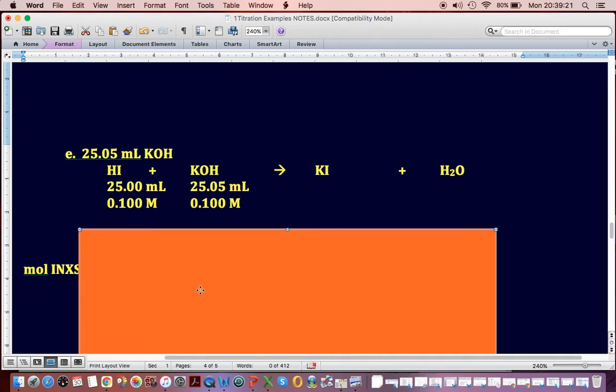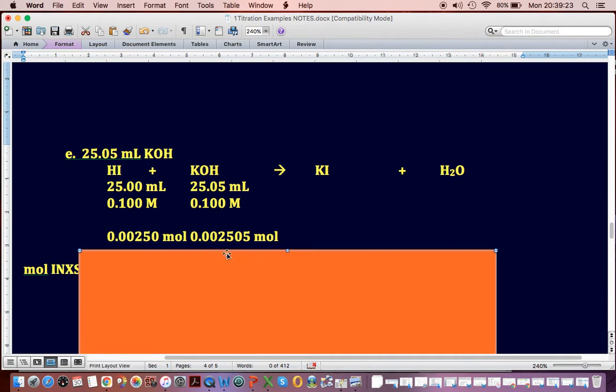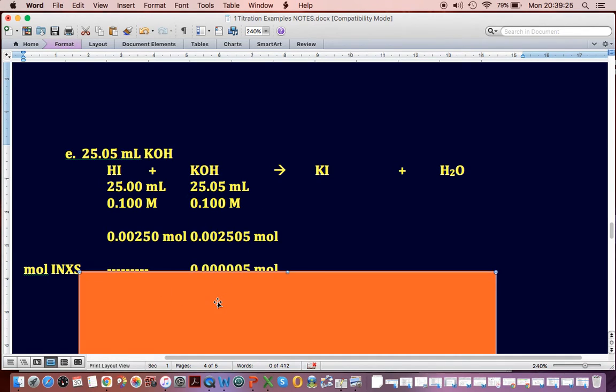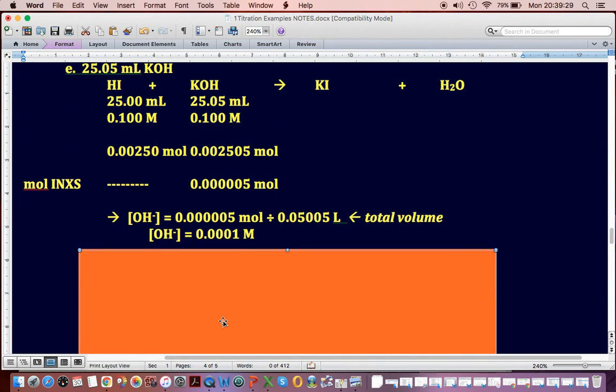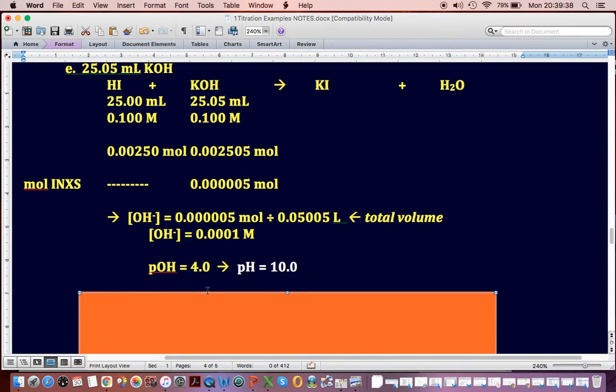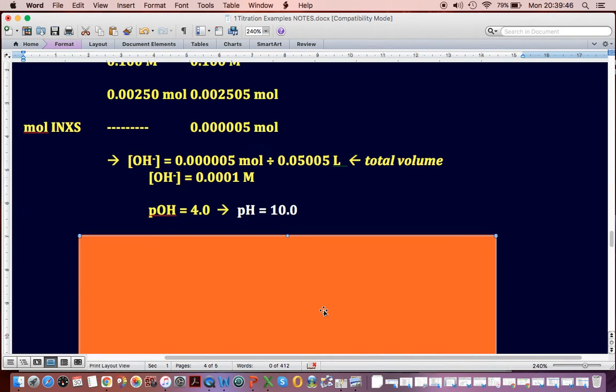Again, 1-to-1 deal. Again, figure out the moles of each. This time the number is just slightly bigger. We take that number of moles, we divide by our total volume, and we get this number, 0.0001 M. And we get a pOH of 4.0, because remember that was OH minus, and that converts to a pH of 10.0.